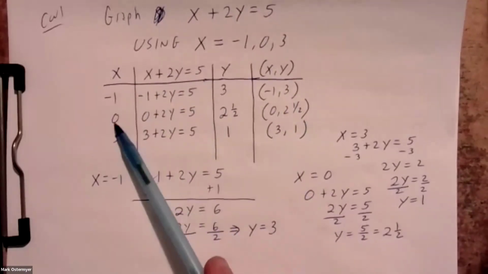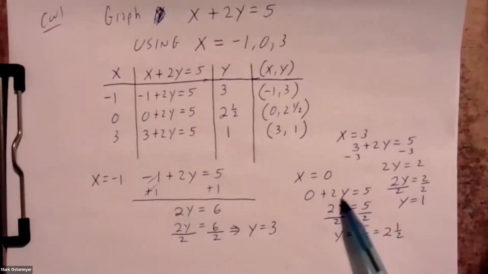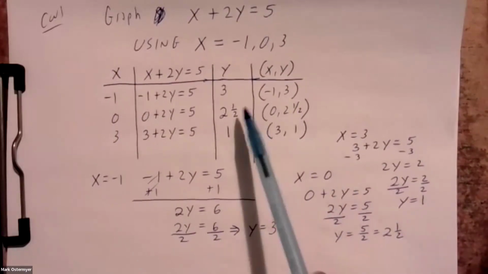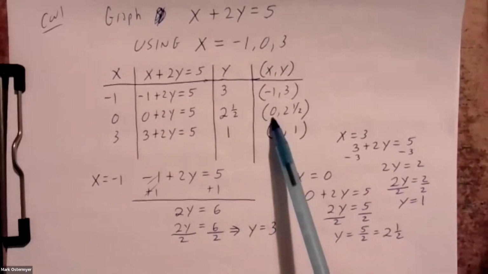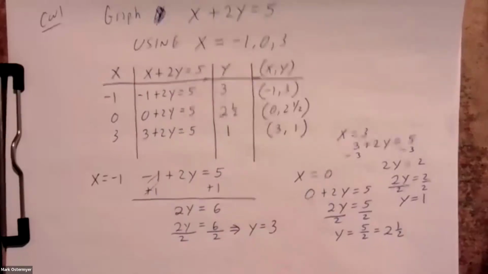Then we let x be 0. Put 0 in for x. And now we have to solve this equation for y. Well, 0 plus 2y is 2y. To get y by itself, we divide both sides by 2, and we get y is equal to 5/2, which for plotting purposes is more conveniently represented as 2.5. 0, 2.5 is another ordered pair solution to this linear equation.